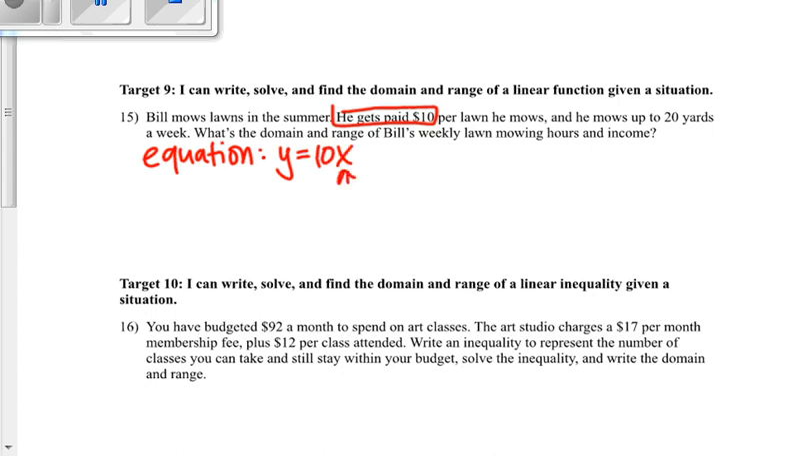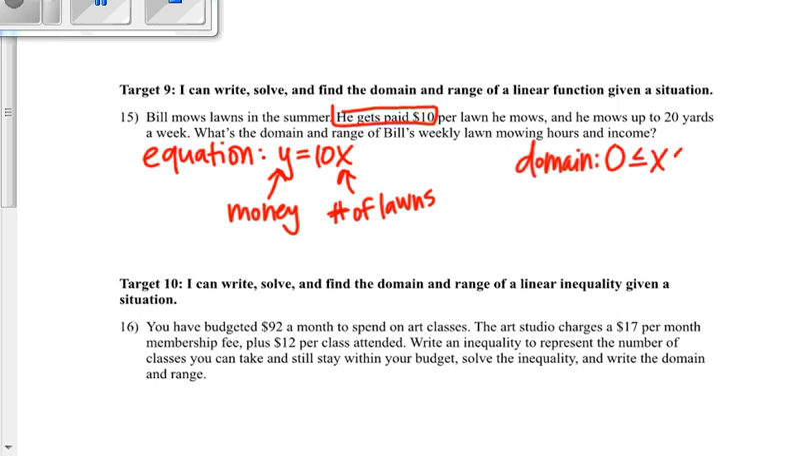X, in this case, would be the number of lawns, because he gets paid $10 per yard, or $10 per lawn. And then y would be the amount of money he's making. So when we talk about domain, we're talking about x, which is the number of yards. So he can mow up to 20. So if he can mow up to 20, that means he can mow all the way down to 0. It doesn't say he has to mow any yards. It's included. And it goes up to 20.